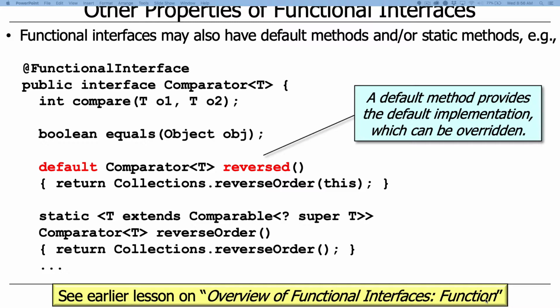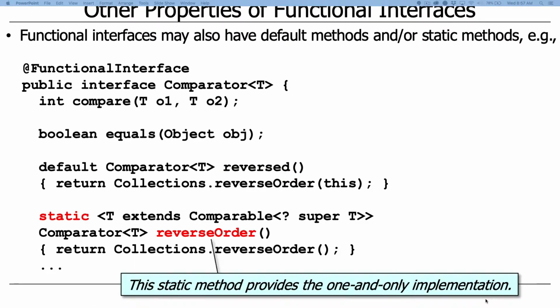For example, there's a method called reversed, and this is a default method. So it's an interface method that's not abstract because it has an implementation. And you can override the implementation if you so choose. But if you don't override it, it'll basically reverse the comparison. So instead of doing ascending, it'll do descending and vice versa.